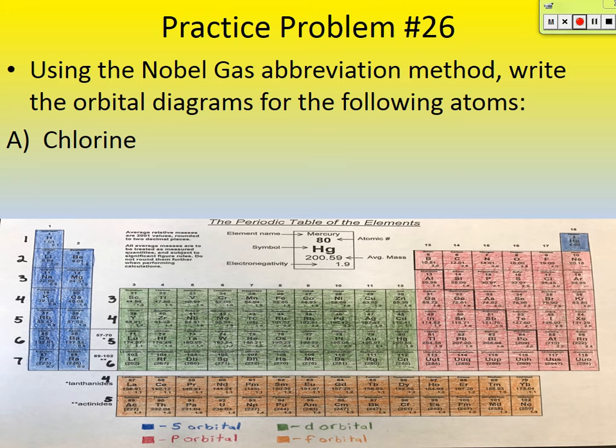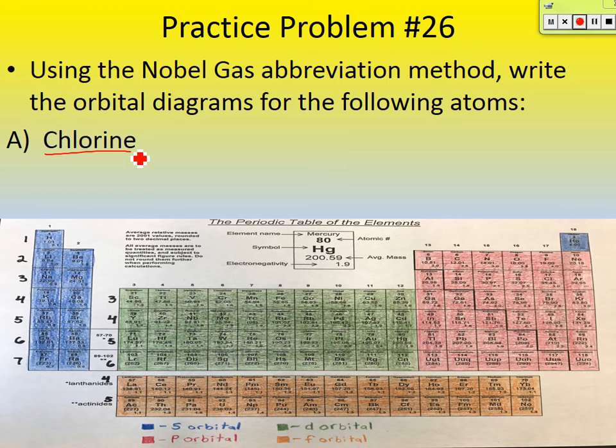Okay, 26. Let's go to practice problem 26 and do A, B, C, and D, and then we'll be done. So, this one's a little different. It says, using the noble gas abbreviation method, write the orbital diagrams for the following atoms. Yes, you can do a shortcut on orbital diagrams. So let's watch and see how we do that.